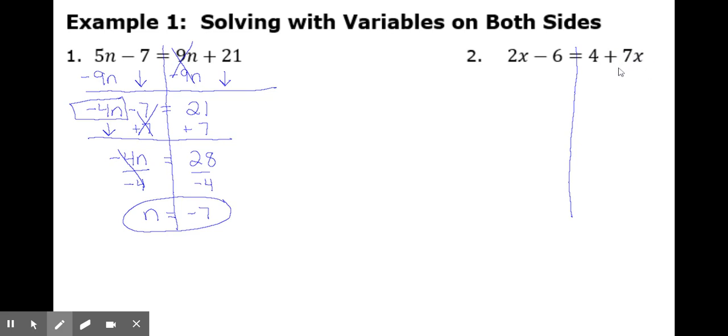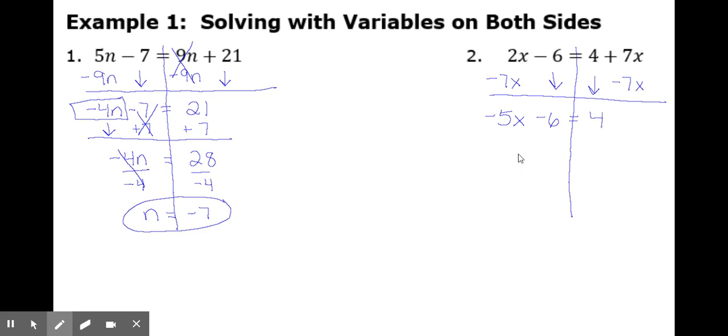I need to do the opposite of a positive 7. What's the opposite of positive 7? Minus 7x from both sides. 2x minus 7x gives me negative 5x. I drop down the constants, so I drop down the negative 6 equals, and I drop down the 4.